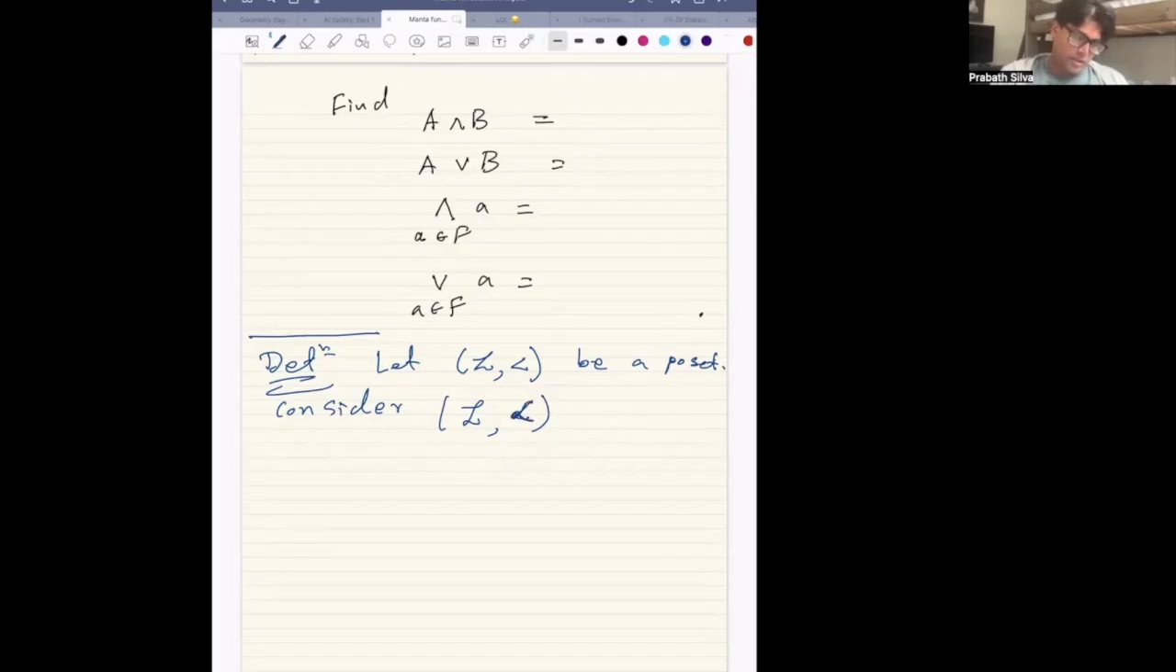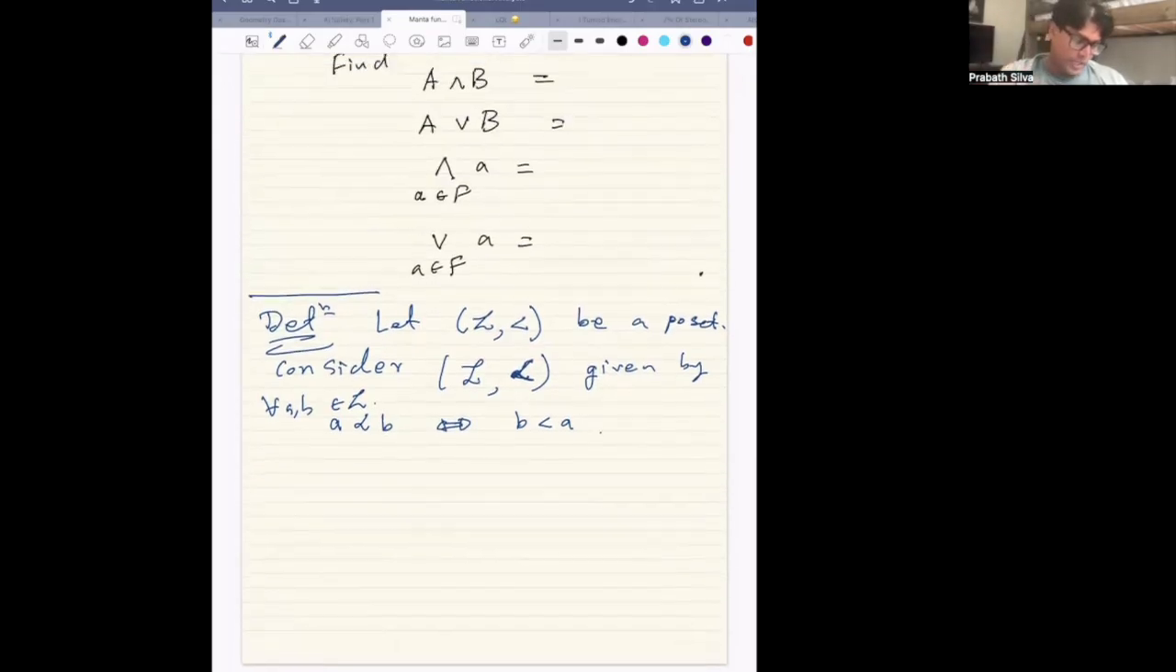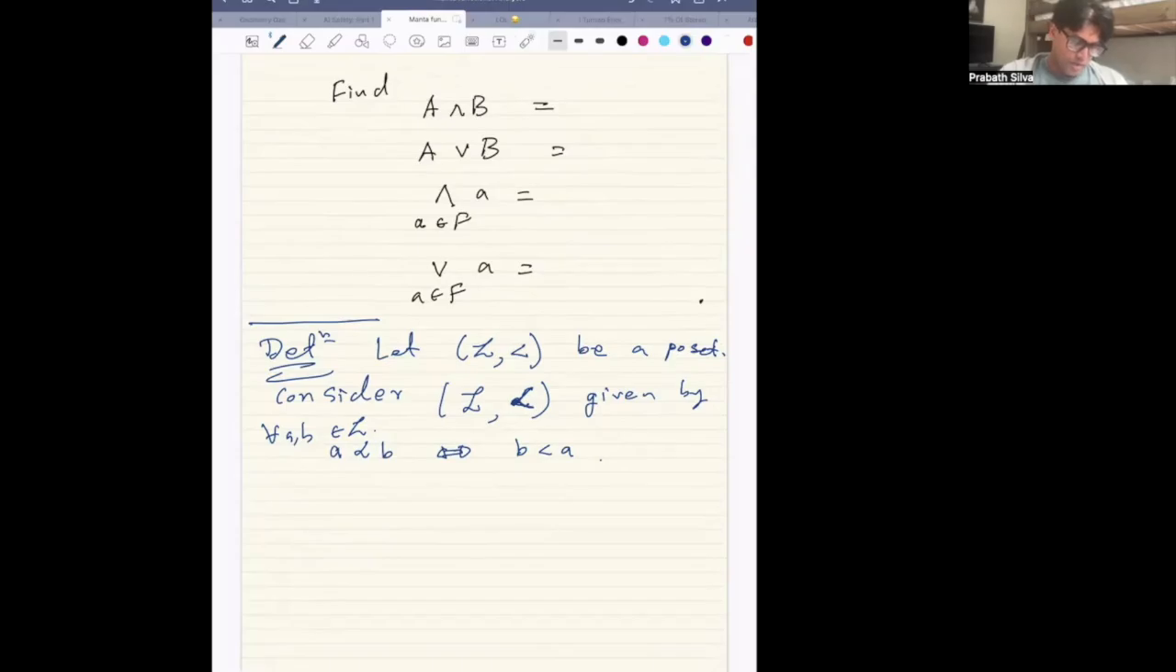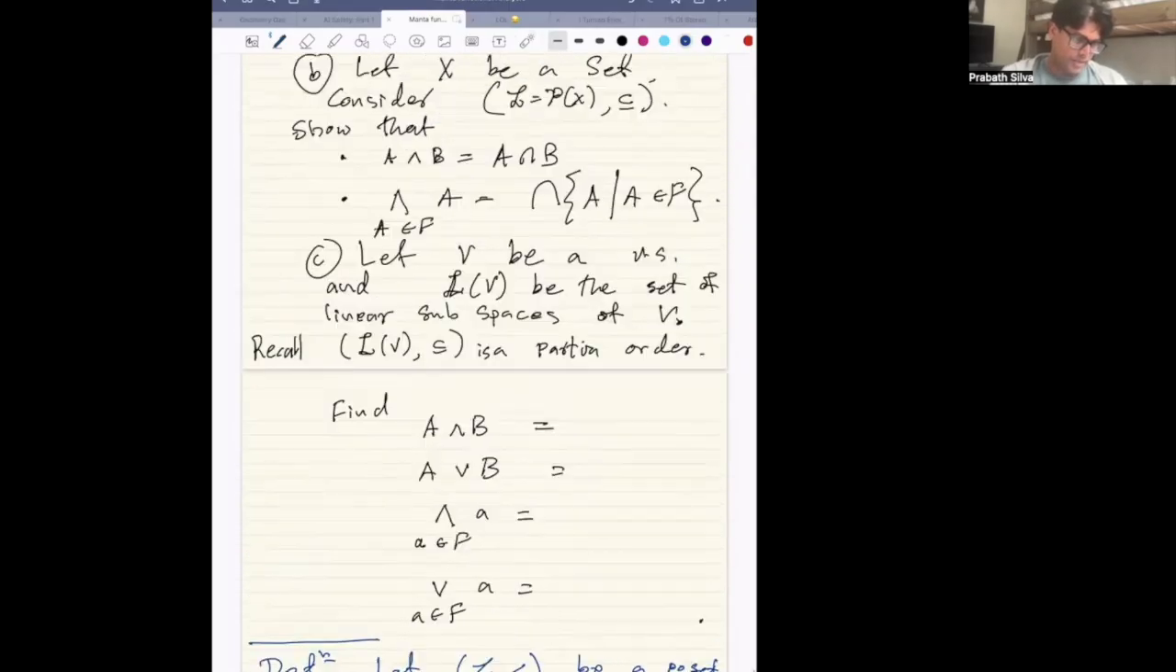It is given by: it is the same L, and A is less than or equal to B in the new order if and only if B is less than or equal to A, for all A, B in L. So you're flipping things. You can show that easily.